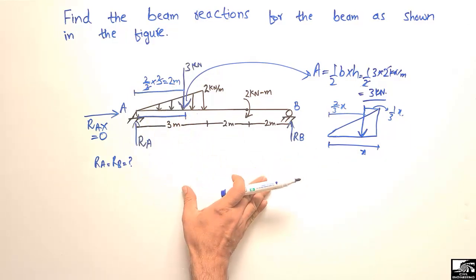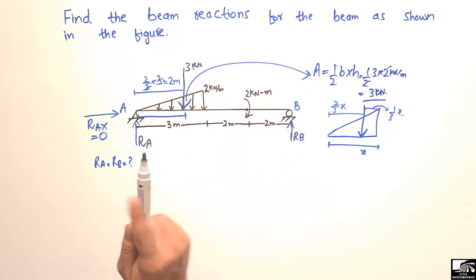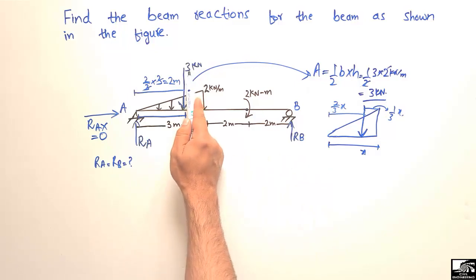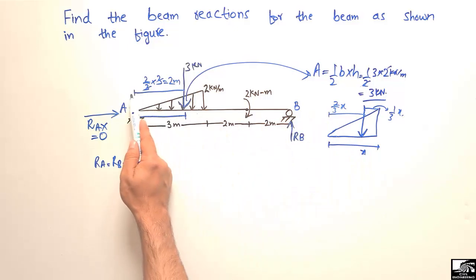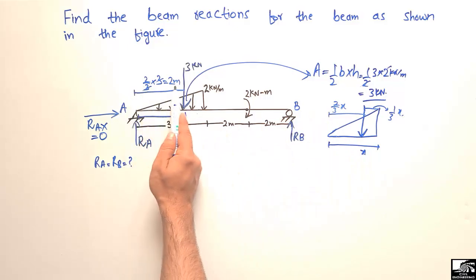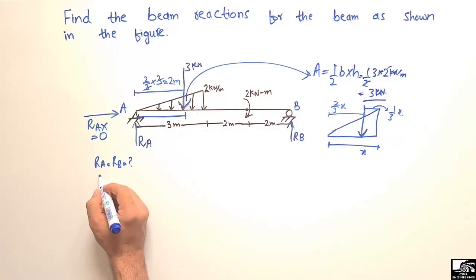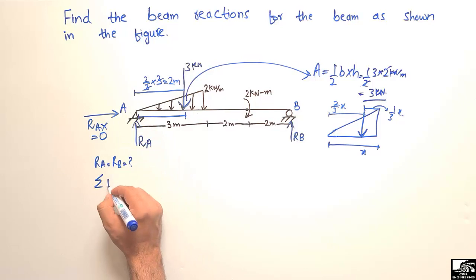Now it's really easy to find the support reactions. The first step is to find the pointed load. We found 3 kilonewton, and the next step was to find the moment arm, which we found is 2 meter. Now let's consider that the summation of moments about point A is equal to 0.